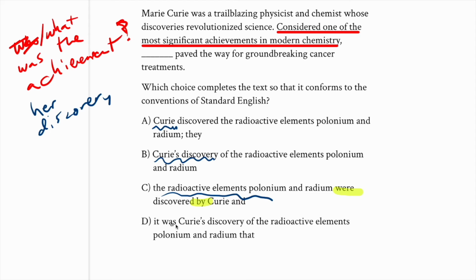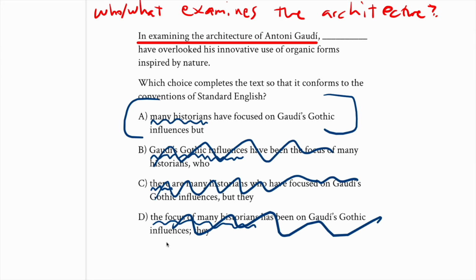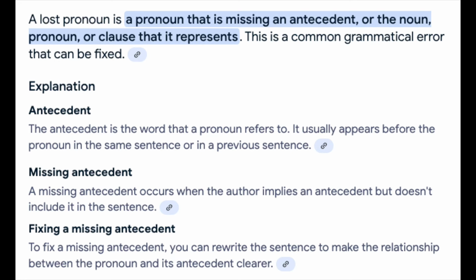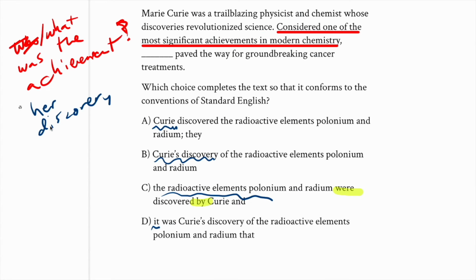And then D, "it was Curie's discovery that..." And no. So just like in that earlier example where we had the "it" here, it doesn't work either. We could call that, what would we call it? A lost pronoun? I'm not sure, but it's not "it" that was the achievement. It was her discovery that was the achievement. And so that is going to be our correct answer. So again, it's all about being precise and not settling for something that's kind of sort of related to the noun. It's got to be the actual noun.